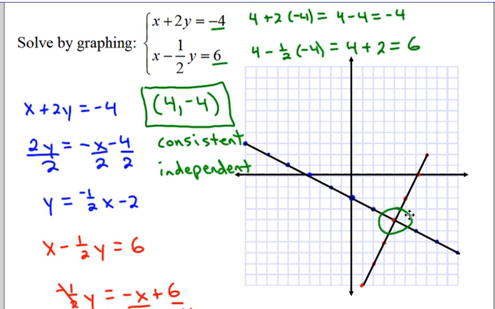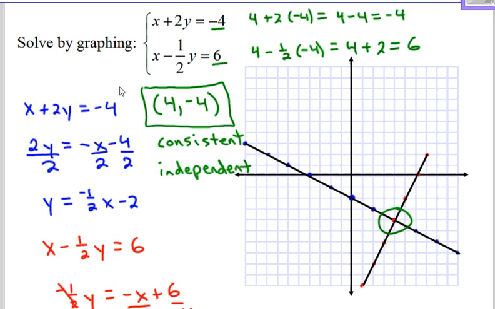Always, you guys, check your answers, especially when you do it by graphing, because if your graph's off a little bit, you might get a little bit of an error in your answer. You're looking for the point where they intersect. Once you get that point, plug it back in the original system to see if it's true. You guys, that's really all there is to it. Okay, solving by graph. We know how to graph lines. Now we're just adding an extra thing. We're looking for where they intersect.